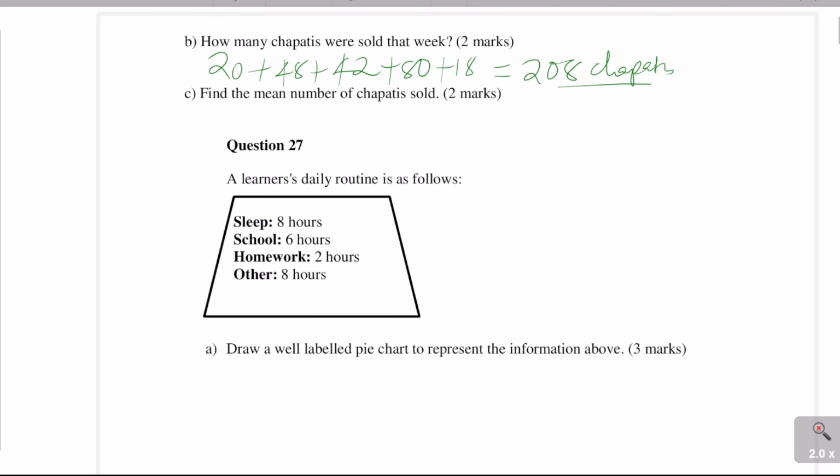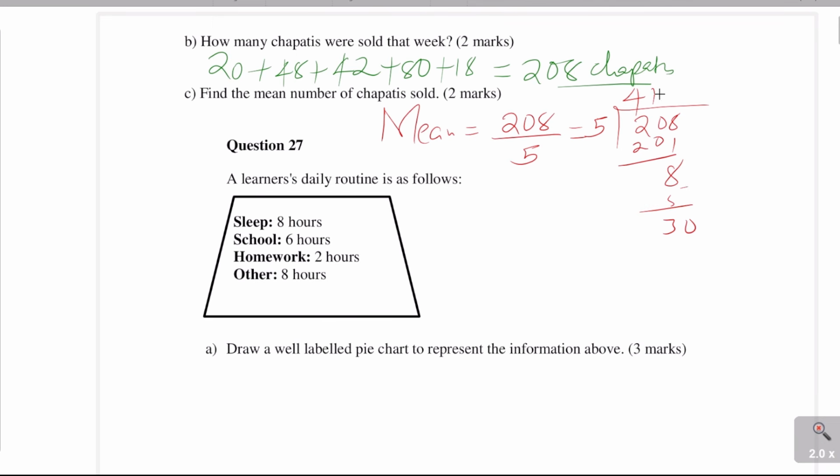Then part C, find the mean number of chapatis sold. So how do you get mean? You simply get the total chapatis sold, divide by the number of days, Monday to Friday. Those are 5 days. So 208 divided by 5 will give 41.6. Because you're dealing with full chapatis, you do not take the fraction, you take the whole number only. So 41.6, that is approximately 41 chapatis.